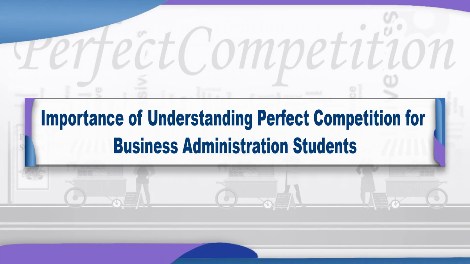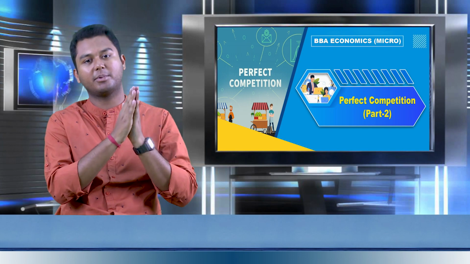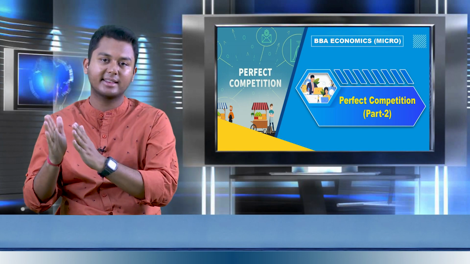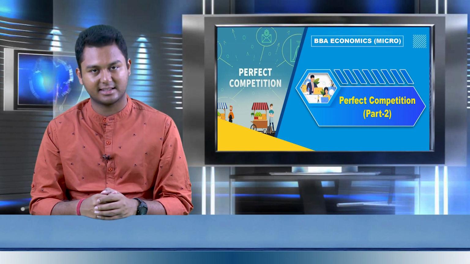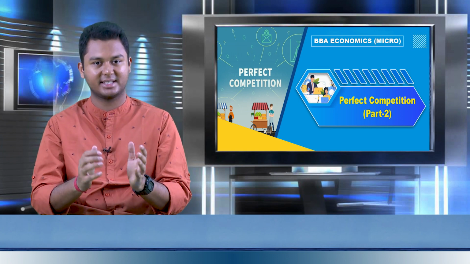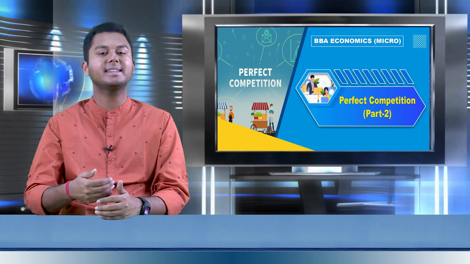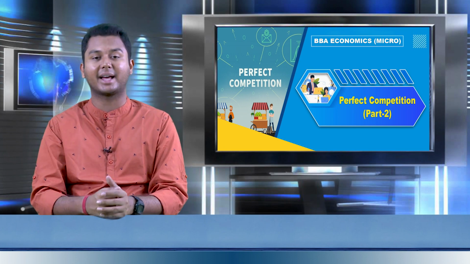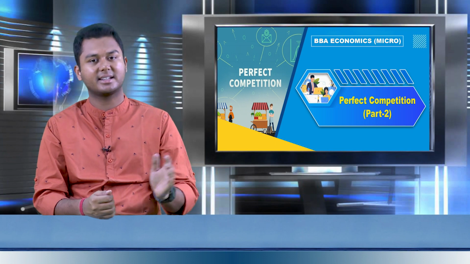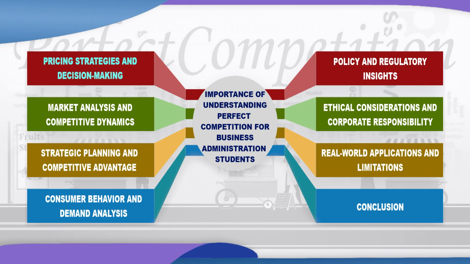Now, let us understand the importance, particularly for business administration students, of understanding the perfect competition market structure and the concept of efficiency in it. Understanding this market structure is crucial for business administration students, as it lays a foundation for comprehending more complex market dynamics and strategic decision making. So, first is pricing strategy and decision making.